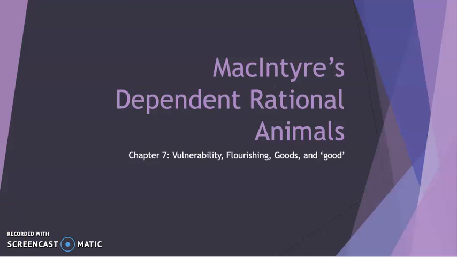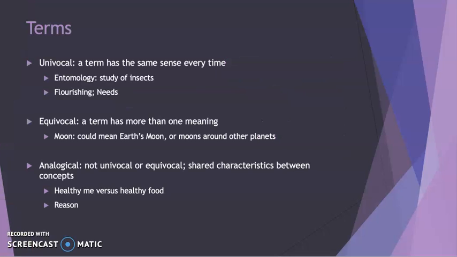So we begin this discussion with some distinctions that MacIntyre relies on but does not go into in detail. And I just want to spend a tiny bit of time on these common words, and I apologize if this is redundant to many people. We can talk about terms as univocal, equivocal, or analogical in their meanings. A term has a univocal meaning if it is used in the same sense every time. For example, entomology is the study of insects. It does not have any other meaning than that.